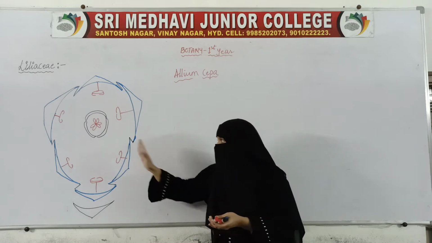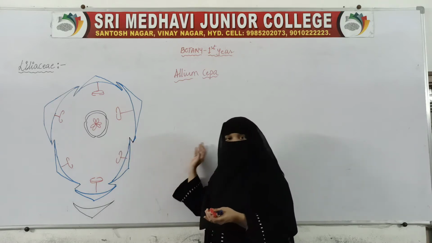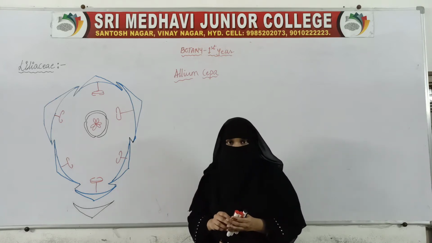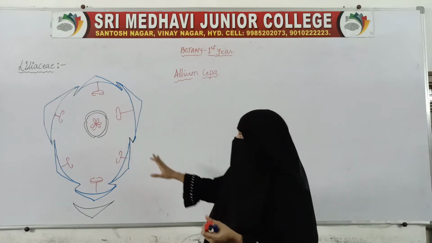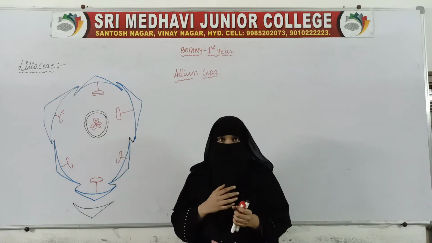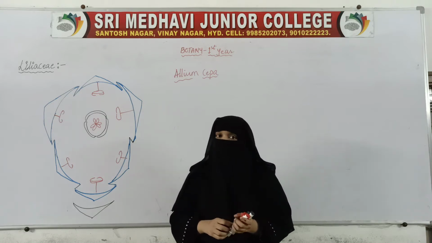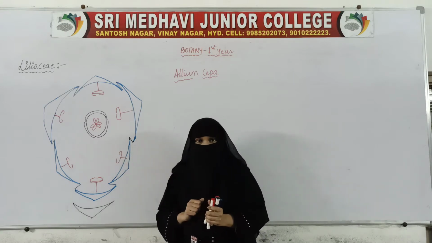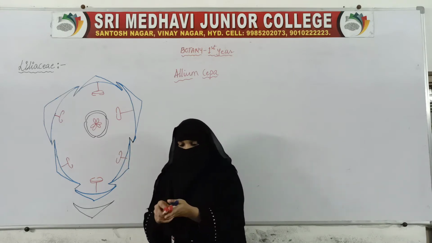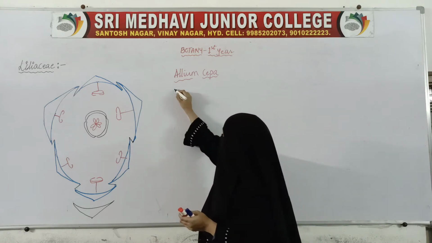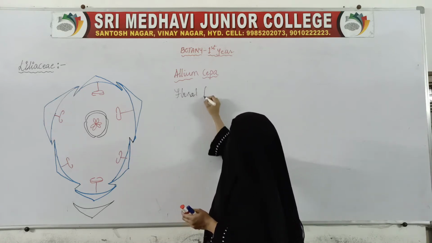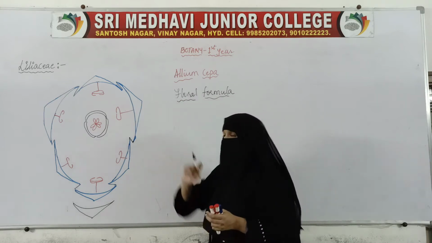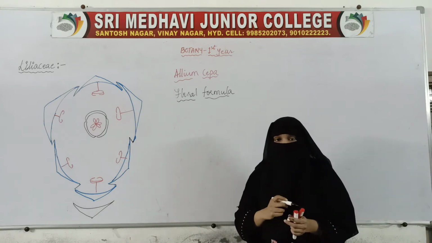Okay. So now by seeing this floral diagram, let us write the floral characters as well as the floral formula. This is the floral diagram for the family Liliaceae. By seeing this, what information are we getting? Let us write the floral characters, or first let us write the floral formula. By seeing this floral diagram, we will write the floral formula.